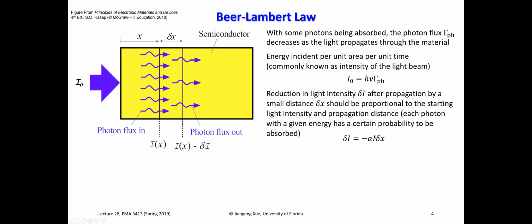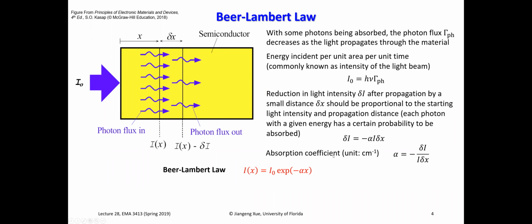So the proportionality constant alpha is the so-called absorption coefficient. It has a unit of 1 over length, typically inverse centimeter, and this absorption coefficient really determines how the light intensity will change as the wave propagates forward. If you follow this change, you get the so-called Beer-Lambert law. The intensity will decay exponentially with a decay constant of alpha.